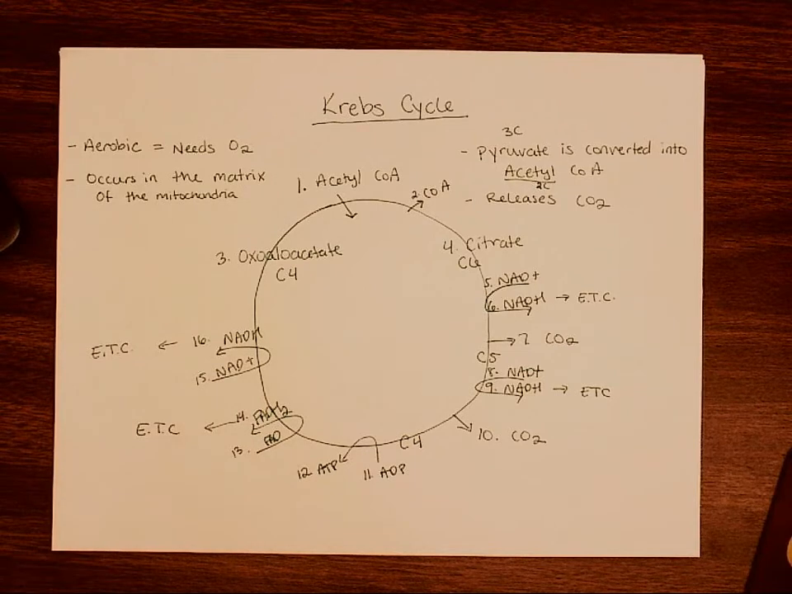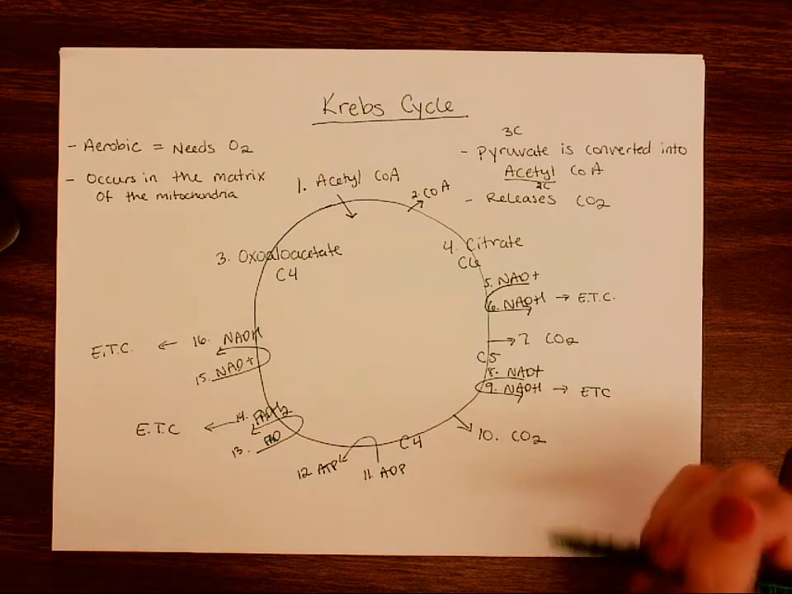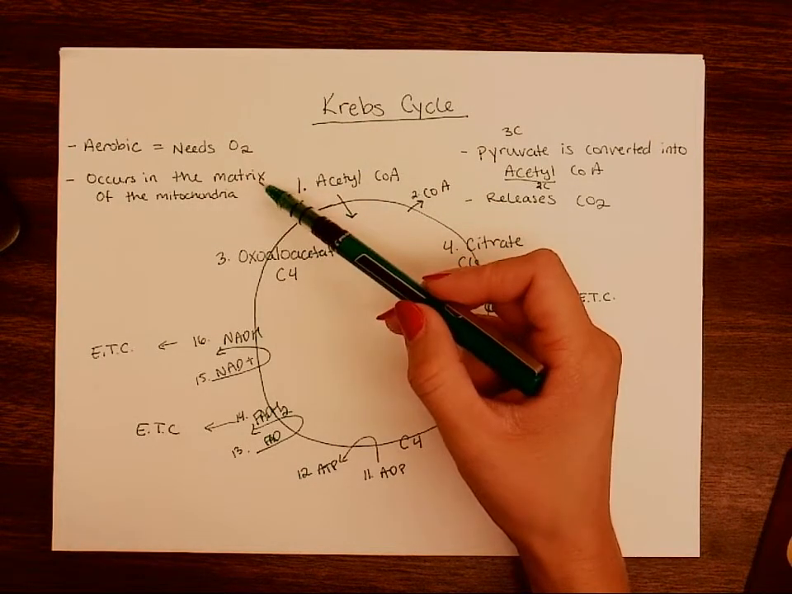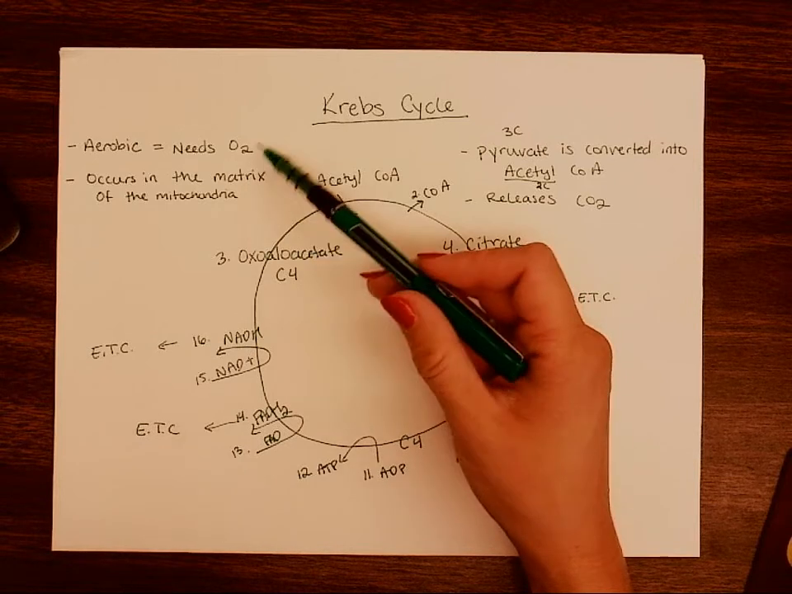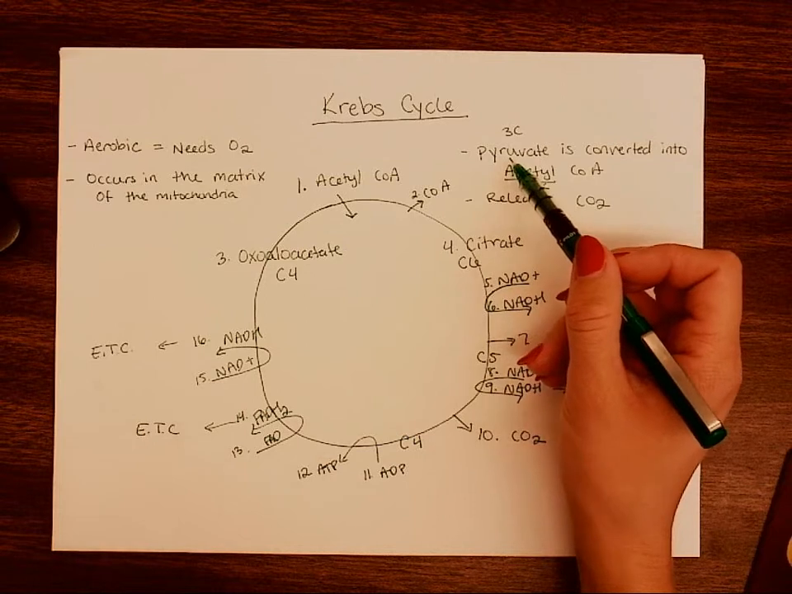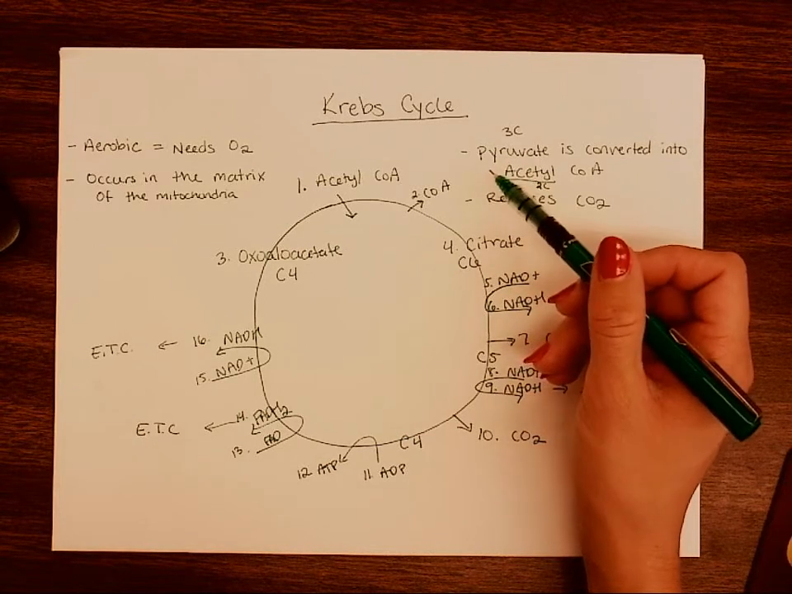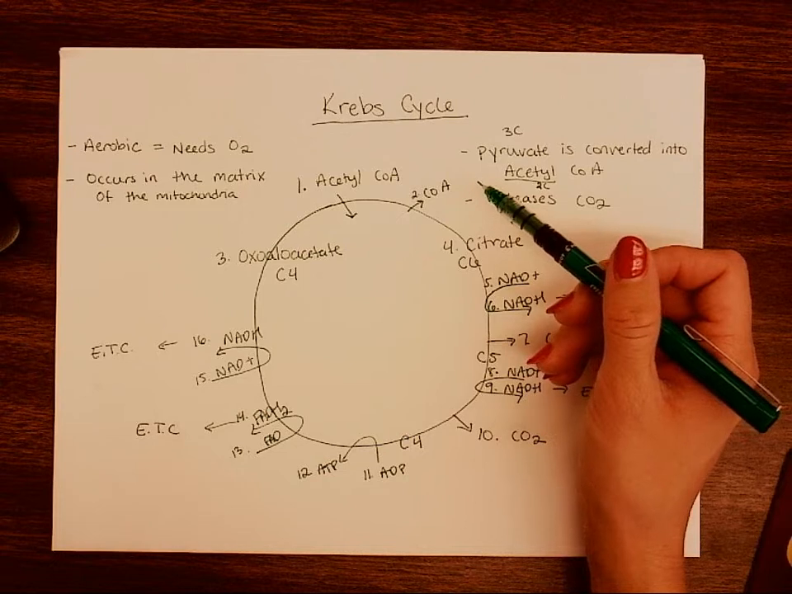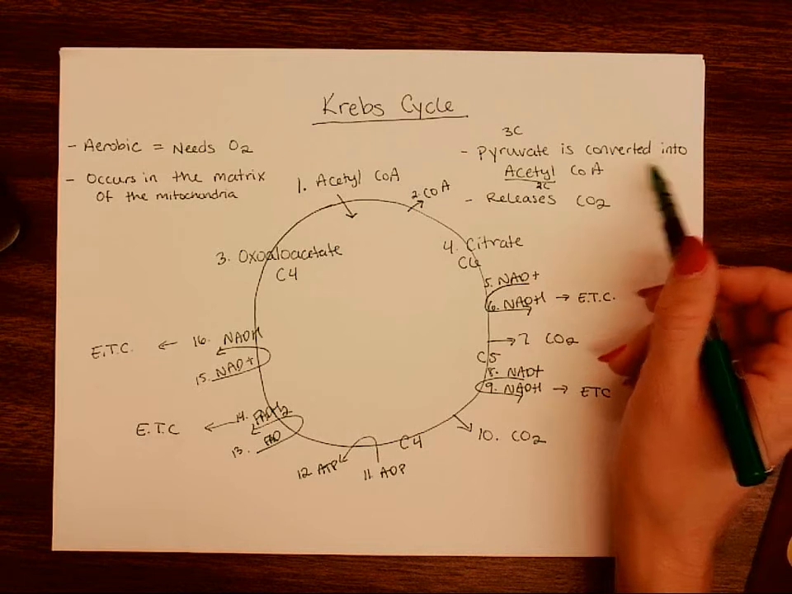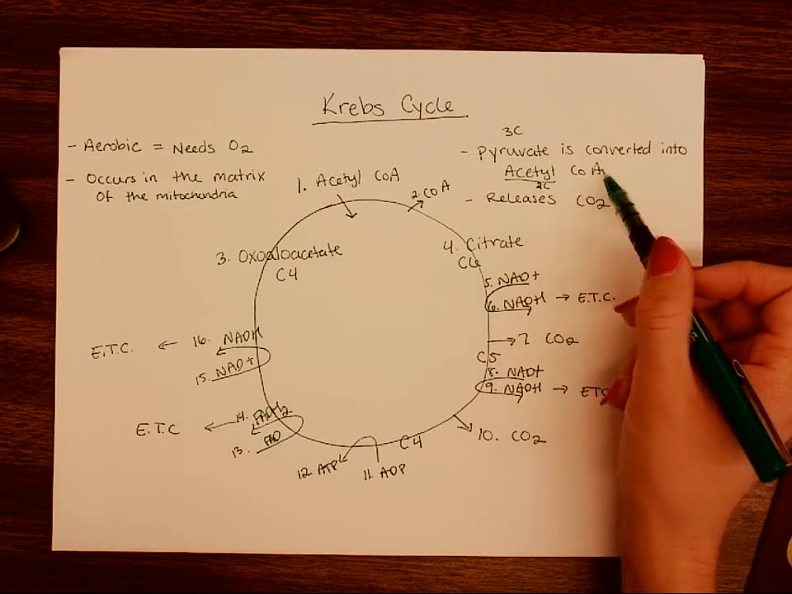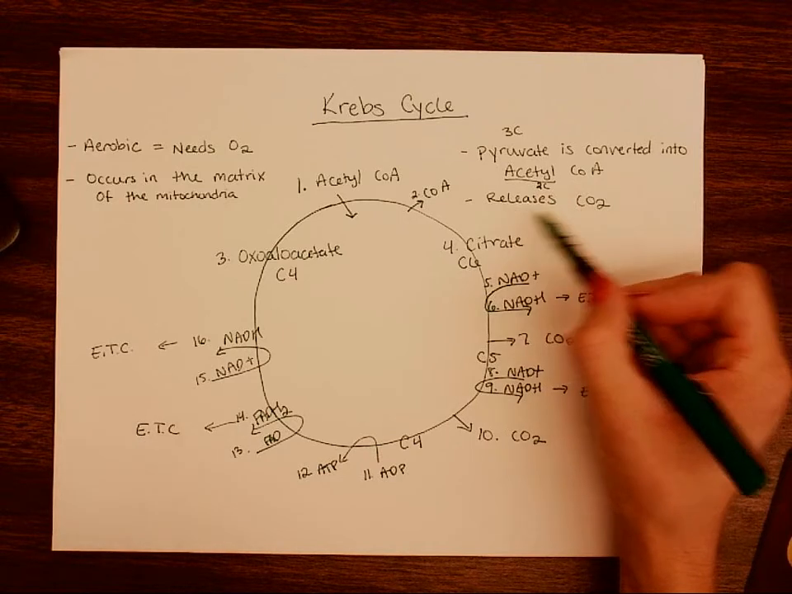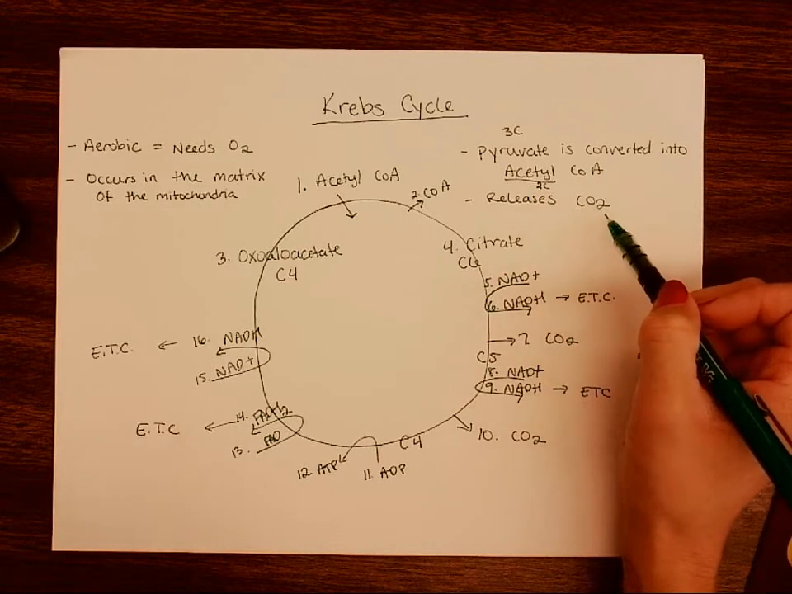So if we just walk through this one more time, Krebs cycle is aerobic, so oxygen has to be present, and it's going to occur in the matrix of the mitochondria. Now, if oxygen is not present, pyruvate, made at the end of glycolysis, is going to be converted into lactic acid or ethyl alcohol through fermentation. But if oxygen is present, pyruvate is going to be converted into acetyl-CoA, going from a 3-carbon molecule to a 2-carbon molecule, and we're losing one of those carbon in the form of carbon dioxide.